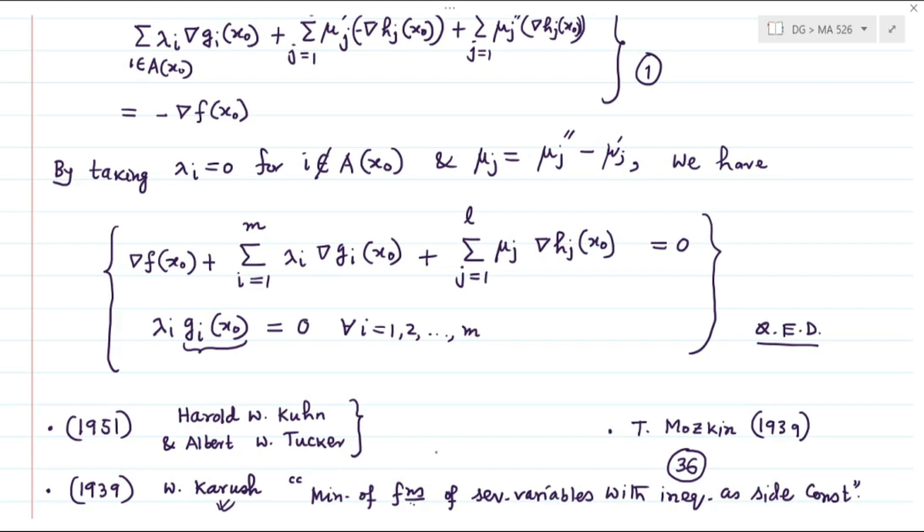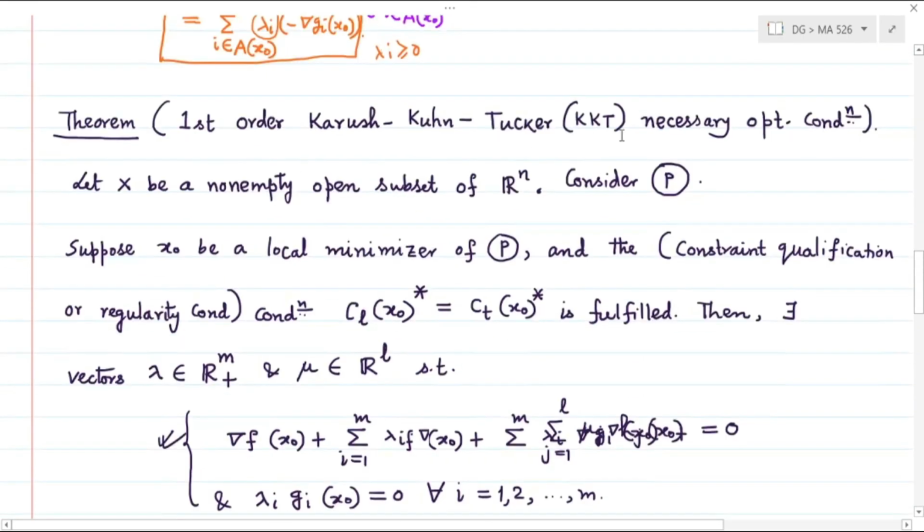And therefore, you will see in several books this optimality condition that I have proved here by the name of KKT first order necessary optimality condition. They just entitle it as Kuhn-Tucker condition because Kuhn and Tucker are the persons who published their work first.